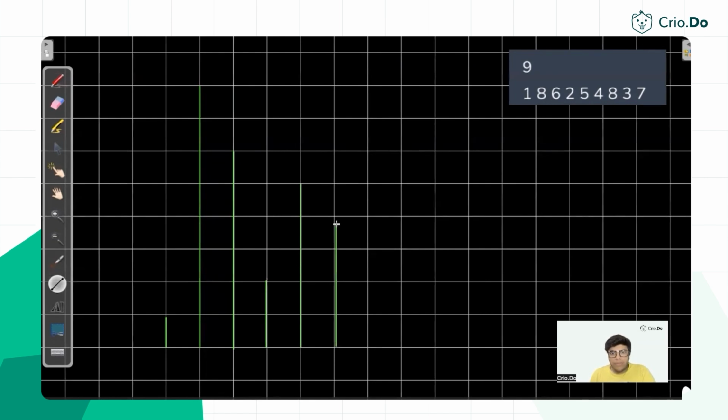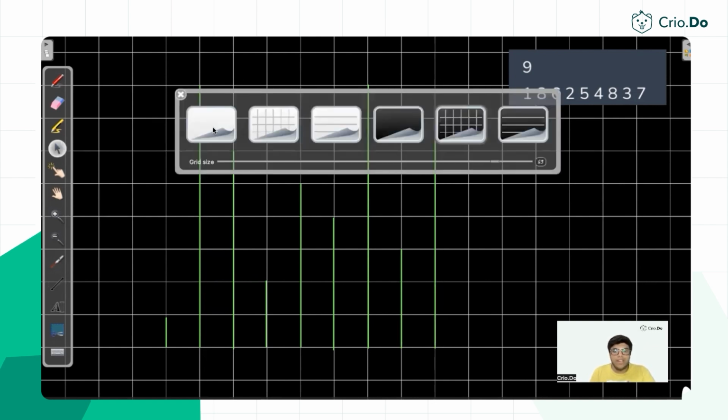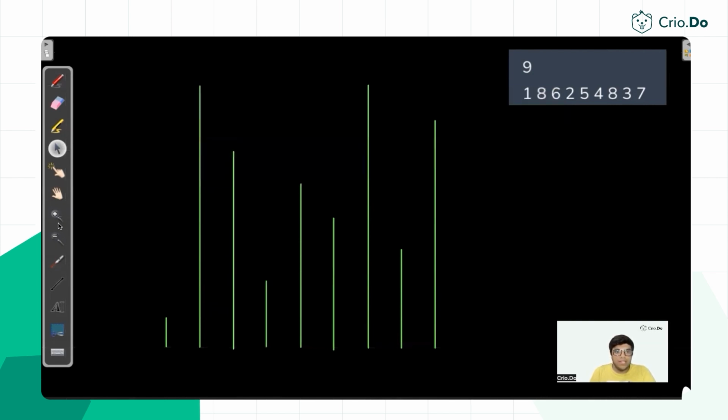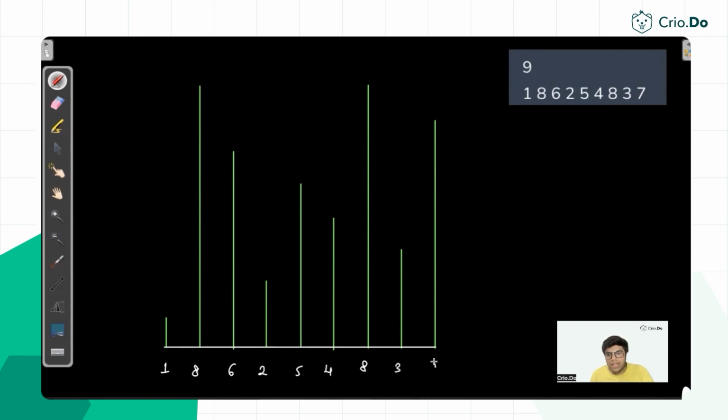Then after 5, it will be 4. Then after 4, it will be again 8. After 8, it will be 3. After 3, it will be 7. This is the sample input. Let me just remove the grid. These are the heights given. And the x-axis is always at 0. And let's say I am marking the heights below also. This is 1 height, this is 8 height, this is 6 height, this is 2 height, this is 5 height, this is 4 height, this is 8, this is 3, and this is 7.